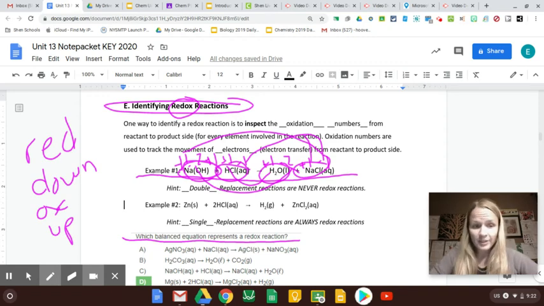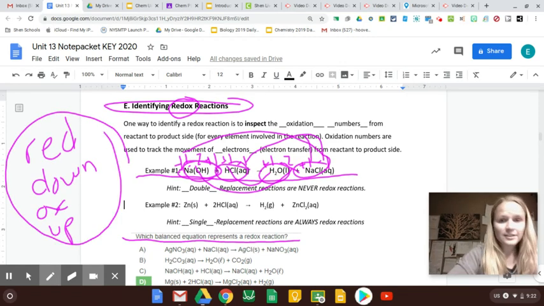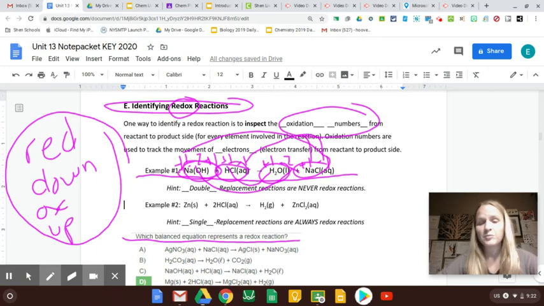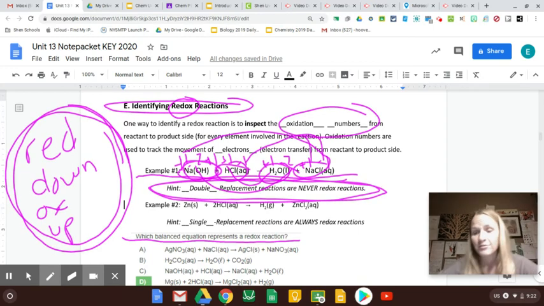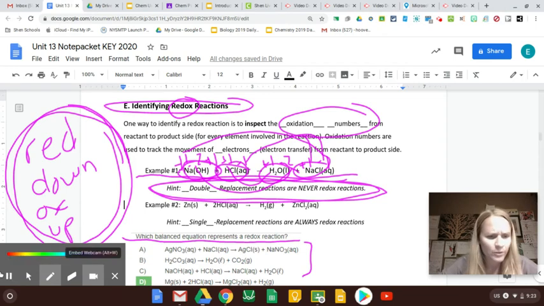How to identify redox reactions? Well, you have to assign all the oxidation numbers, inspect them, and figure out did somebody get oxidized up, did somebody get reduced down, but there are a couple of shortcuts. One of them is double replacement reactions are never redox reactions. They always get their charge back. The next hint is that single replacement reactions are always redox reactions. So that's my quick way that I always try to find the redox reaction in one of these questions, by looking for the single replacement. So let's talk about why they're always redox.